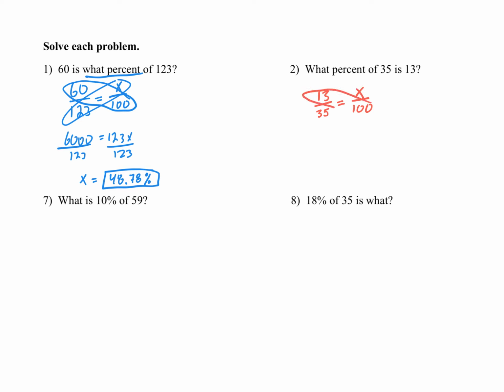So I'm going to cross product this. This is going to be 1300 is equal to 35x. If we divide by 35, 35 becomes 1, and I end up with just x is equal to 37. If I'm rounding to 2 decimal places, it's going to be 0.14. Again, we're looking for what percent, so we're going to say percent.